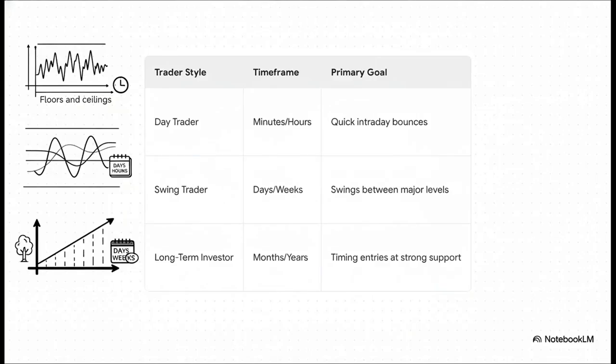A day trader is looking at charts on a minute-by-minute basis, trying to scalp quick profits off these tiny little intraday floors and ceilings. Then you've got your swing trader, who's maybe looking at a daily or weekly chart, trying to capture those bigger swings from a major support level up to a major resistance level. And then way, way zoomed out, you have a long-term investor. They might use a massive multi-year support level to decide when it's a good time to buy. See? It's the same concept, just on a different scale.